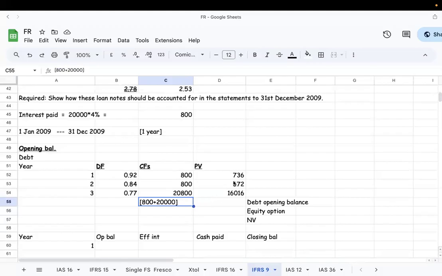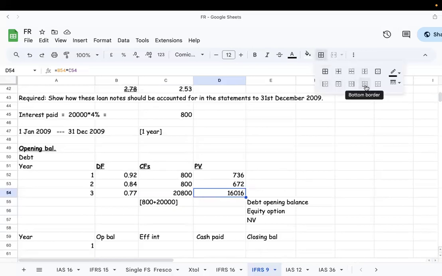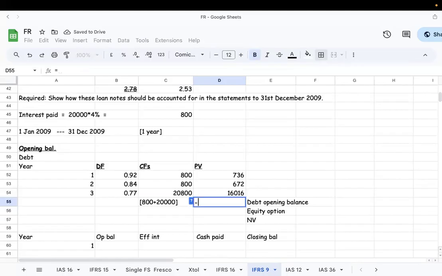Understood. But you have to find the PV. That is the condition. For convertible loan notes, you have to find the PV of the future cash flows. So how much is it in total? In total, this is going to be this much amount.